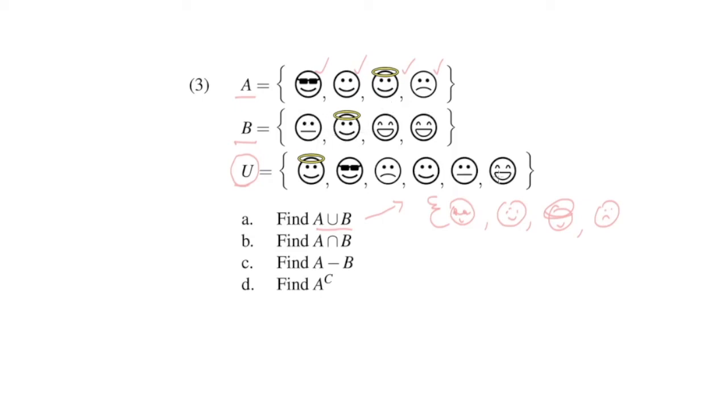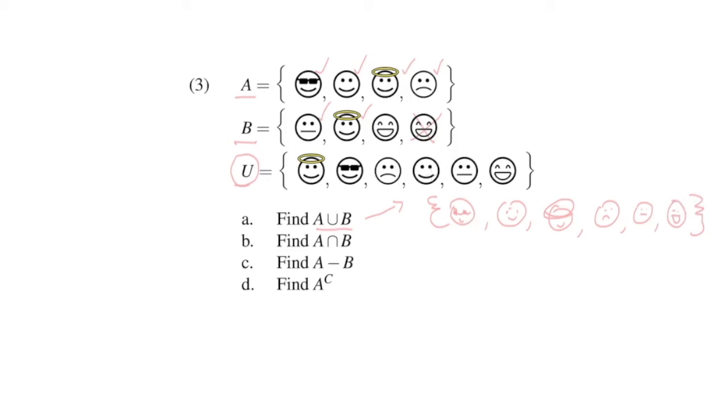What else have we got? We've got the stern face with the straight mouth, very stern. Now, the angel is already there because the angel was in A, so angel is already accounted for. And then we've got two of the same face. So we know that repeats don't count in a set, so we can just get rid of the second one and just use the first one. And so the first one is the toothy smile.